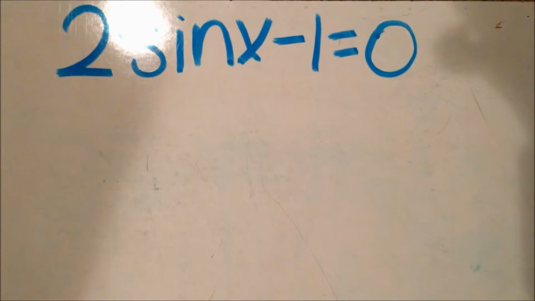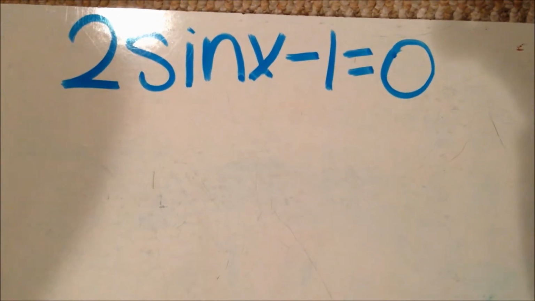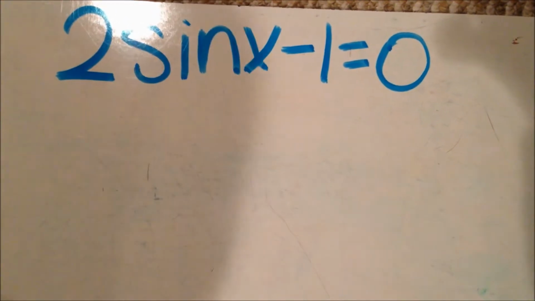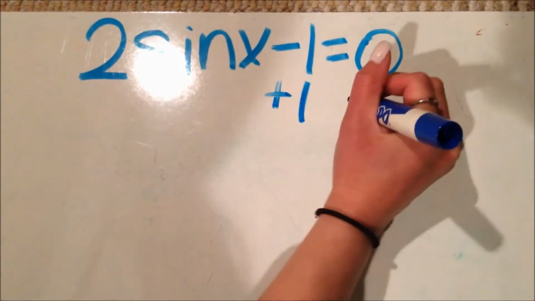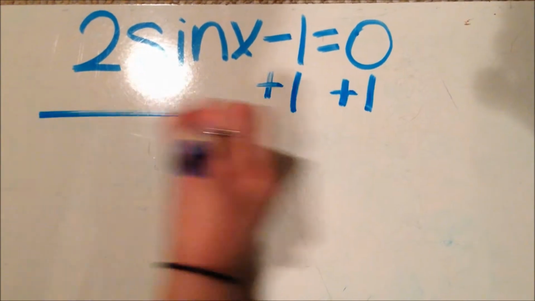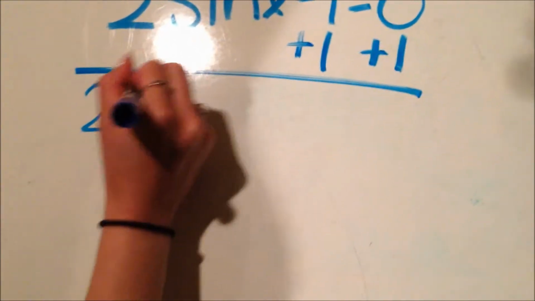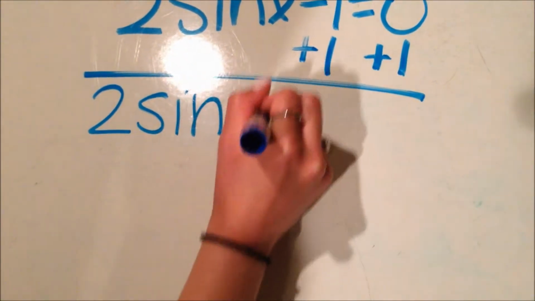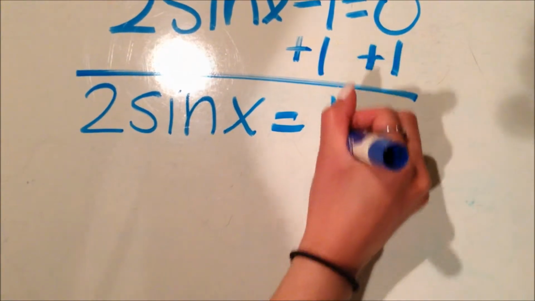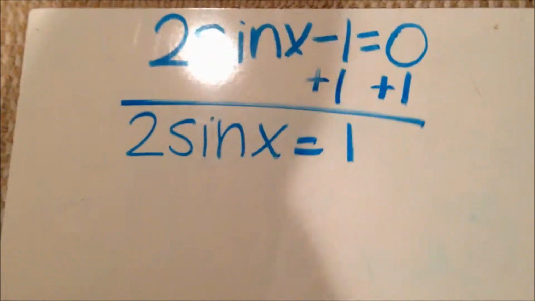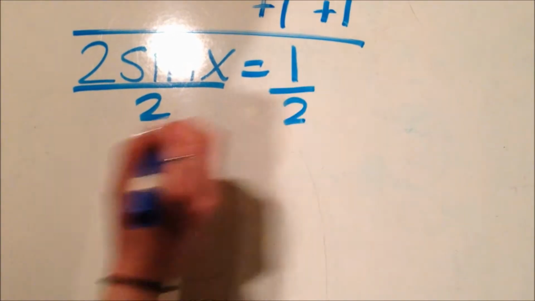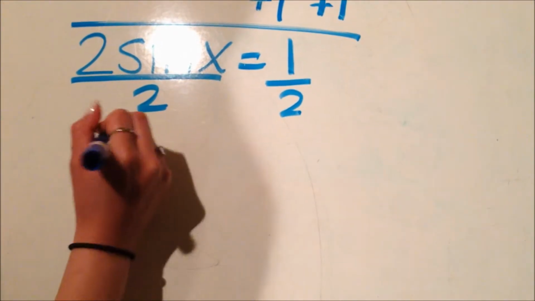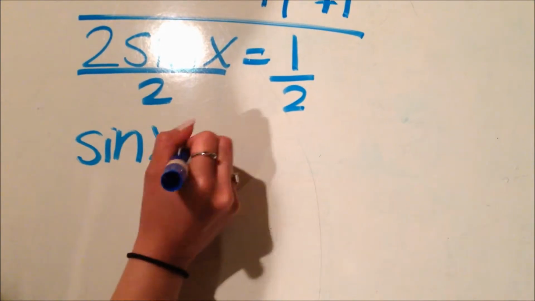Here's an example of a simple trig function. 2 sine x minus 1 equals 0. First, add 1 to both sides. So you have 2 sine x equals 1. Then you want to get sine by itself, so you divide both sides by 2. So you have sine of x equals 1/2.